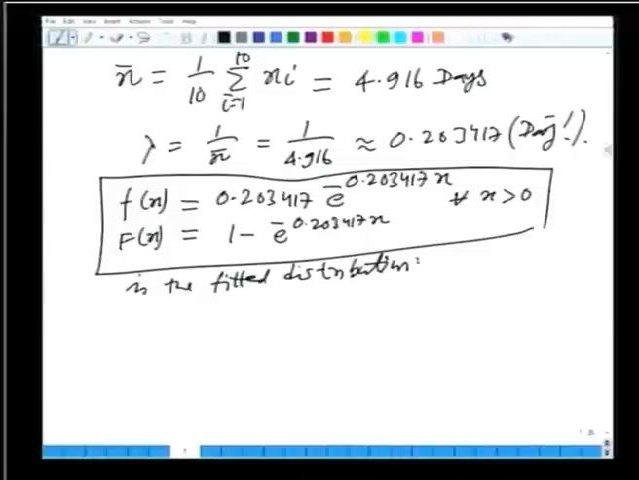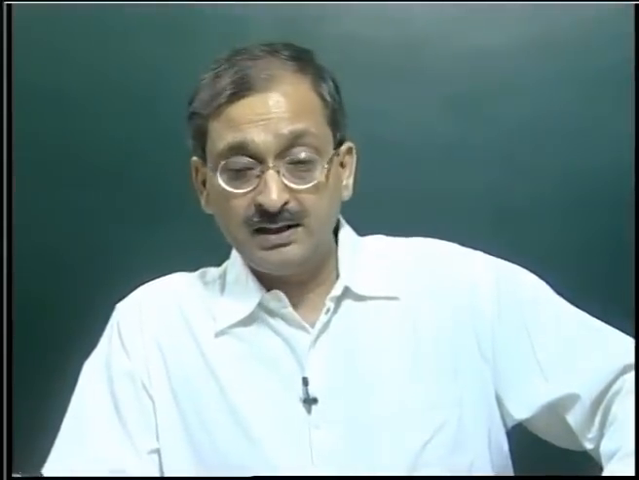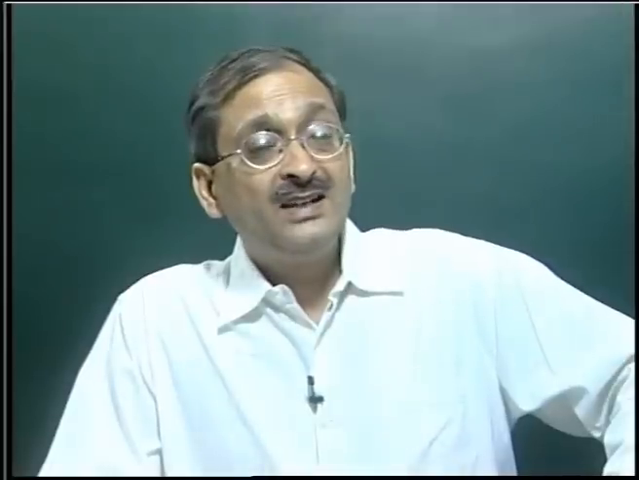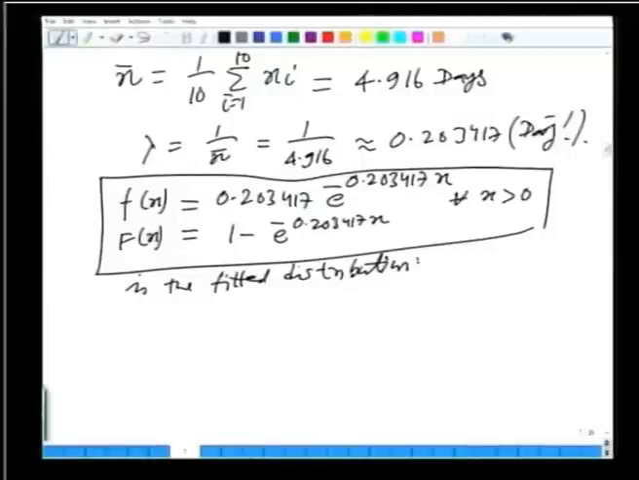Okay, so the next step then is we have fitted the exponential distribution. In the second part of this problem, what we have to do is find the adequacy of this fit, or the goodness of the fit. And we are going to use the chi-square test as we have seen. So in part B, we carry out the chi-square test.